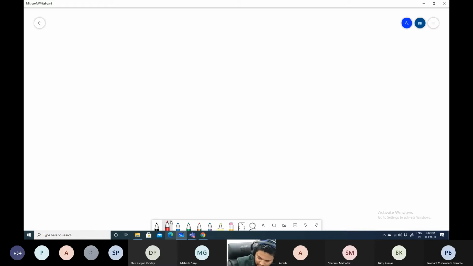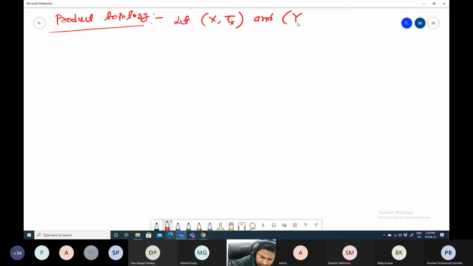Now move to another type of topology called the product topology. Let (X, tau_X) and (Y, tau_Y) be two topological spaces.